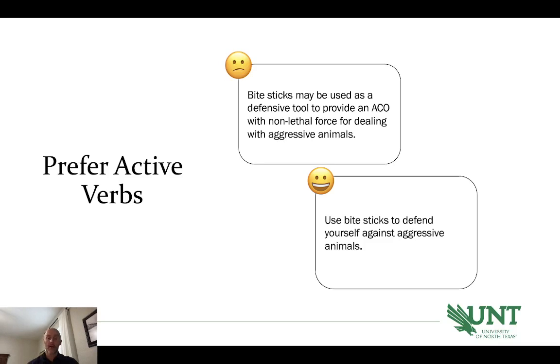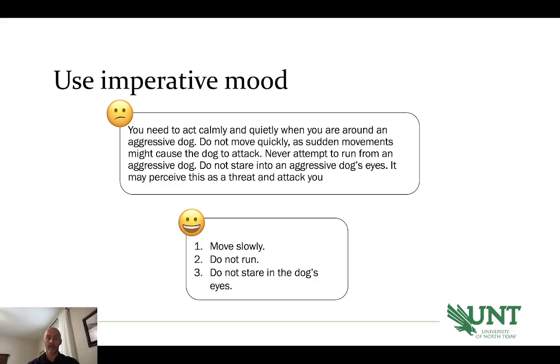Now remember, passive voice is created when we have a form of the verb be and a past participle verb. Those are verbs that usually end in ed or en. So in the first example, we have be used. We've changed that to this imperative form of the verb use, and we've turned that sentence into active voice as a result. I just mentioned imperative mood. We want to be sure to use it in our instructions, especially when we're looking at numbered lists.